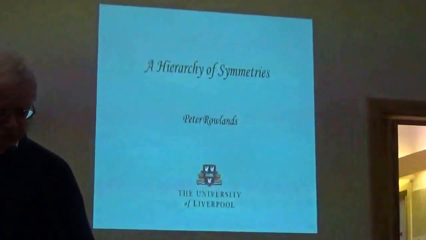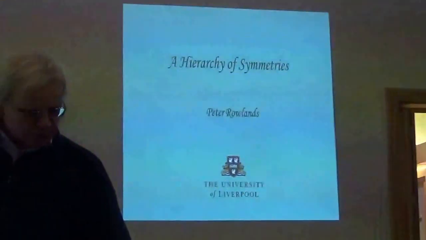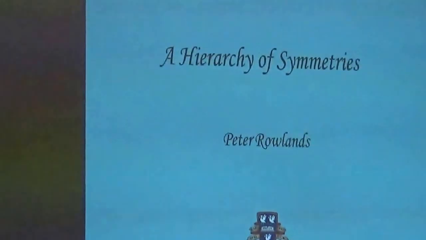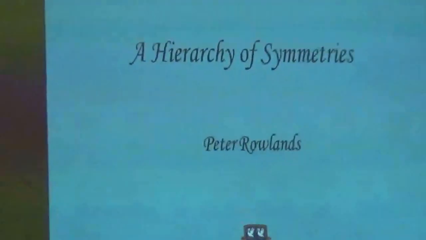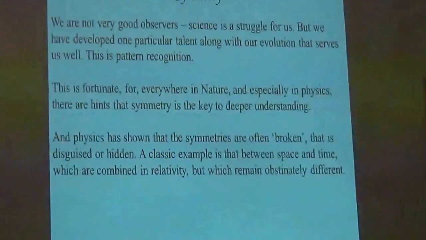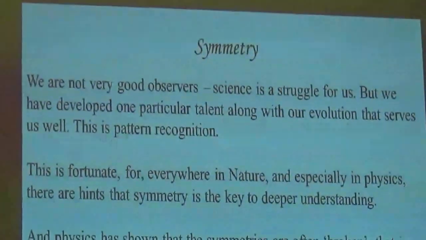So, a hierarchy of symmetries. We heard a bit about symmetry last night from Richard Feynman, and he talked about imperfect symmetries. I don't really think those symmetries are imperfect. I think they're perfect. It's just a combination of symmetries that makes them look imperfect. Anyway, what I'm saying here is that we're not actually particularly good at symmetries.